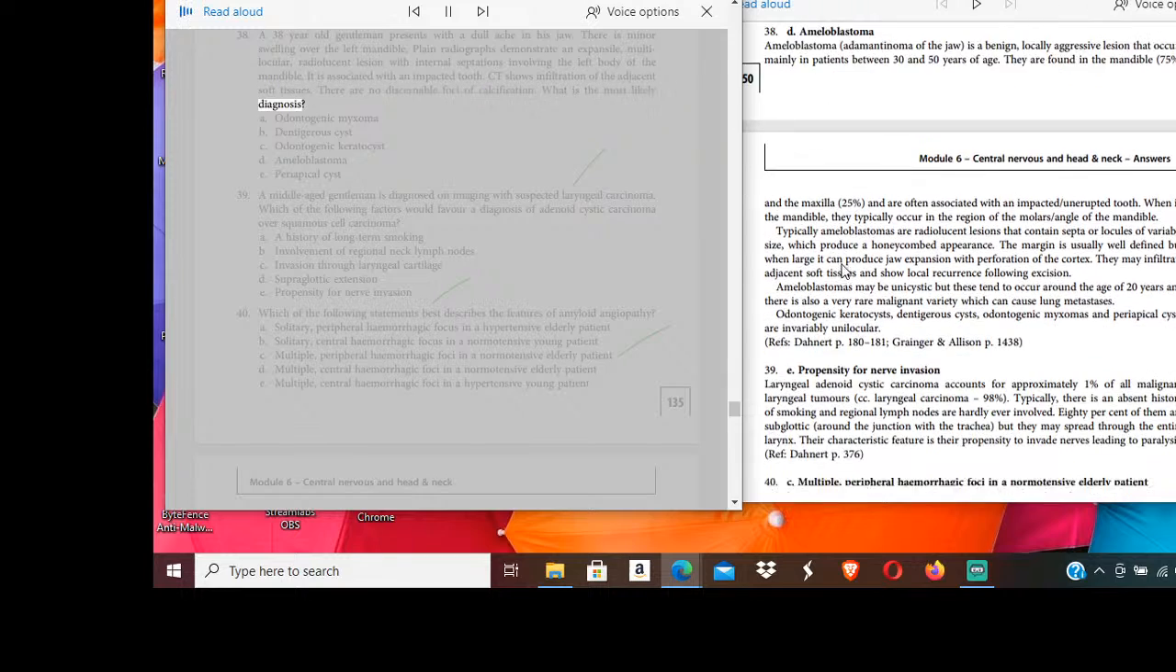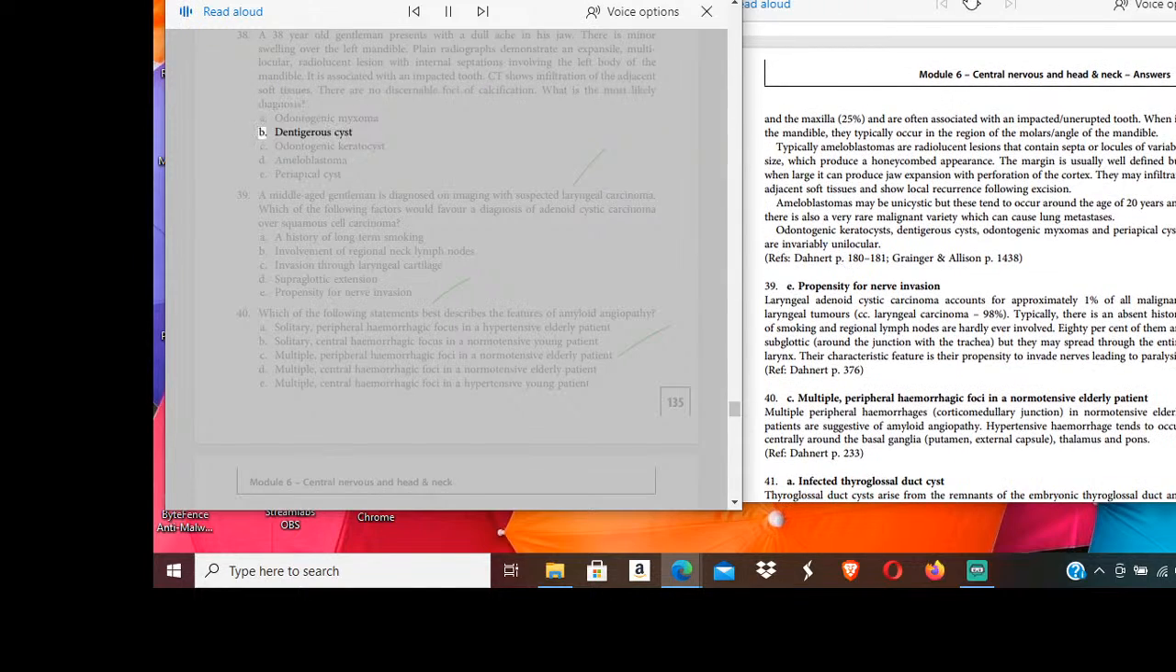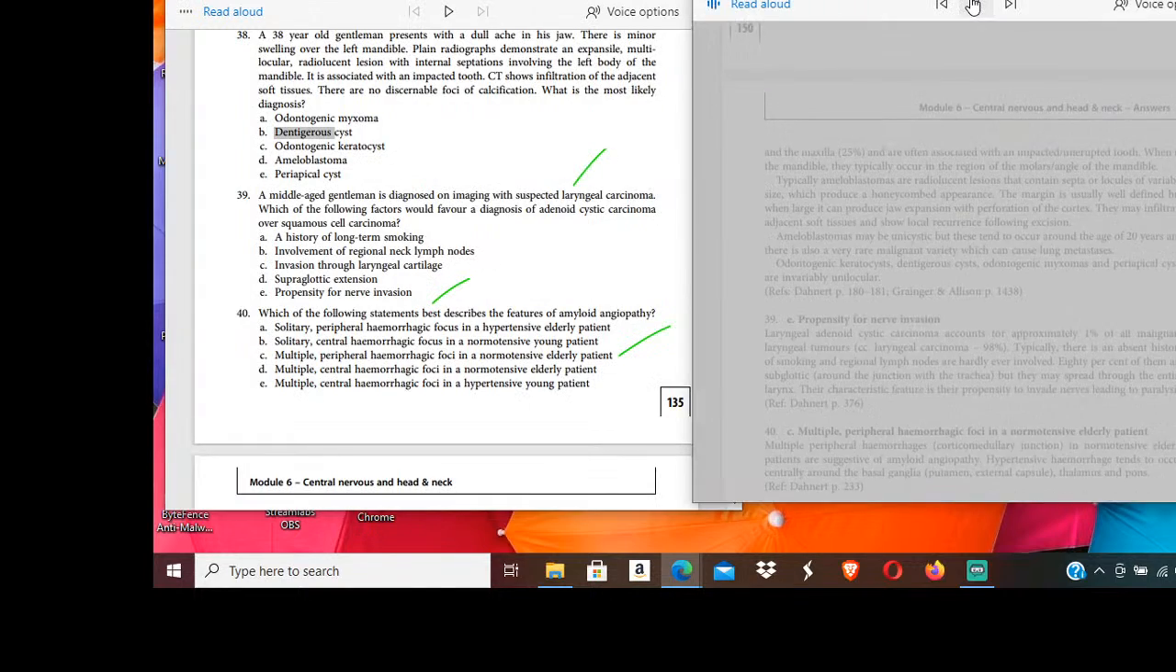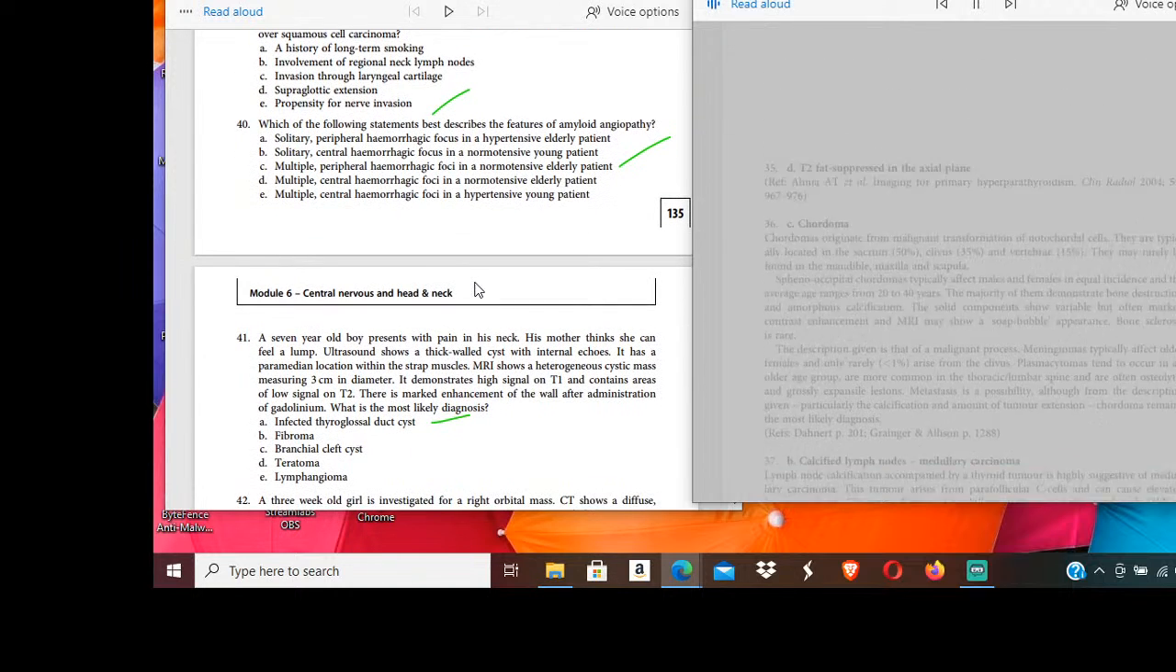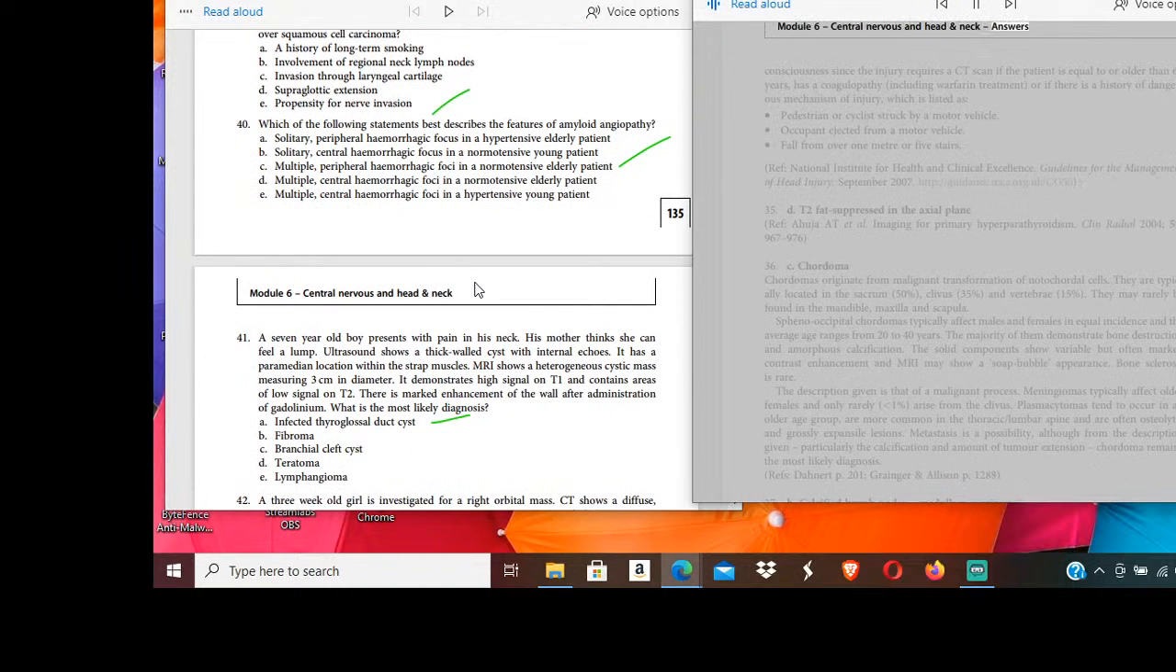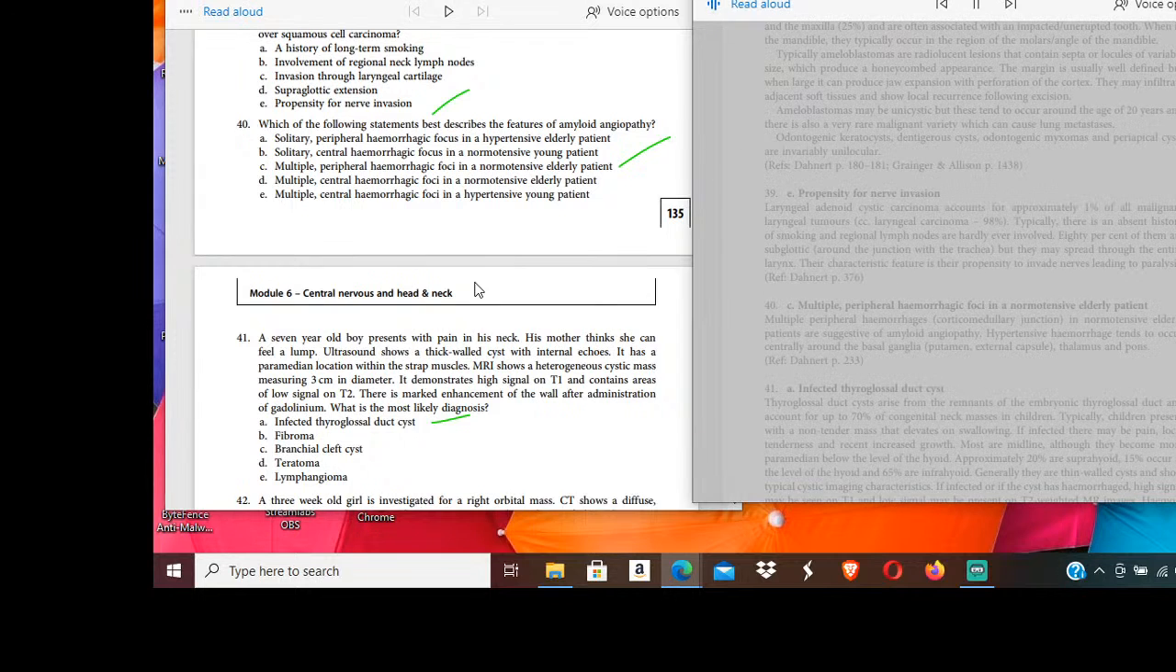What is the most likely diagnosis? A. Odontogenic myxoma. B. Dentigerous. 150. Module 6 Central Nervous and Head and Neck answers. And the maxilla, 25%, and are often associated with an impacted/unerupted tooth.